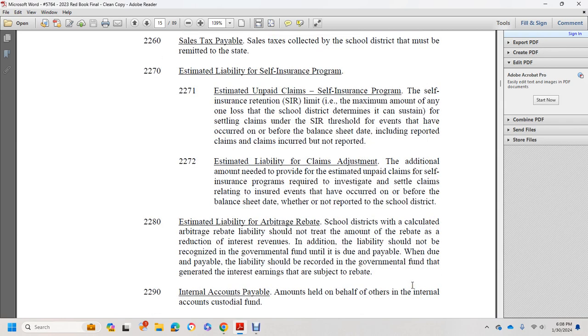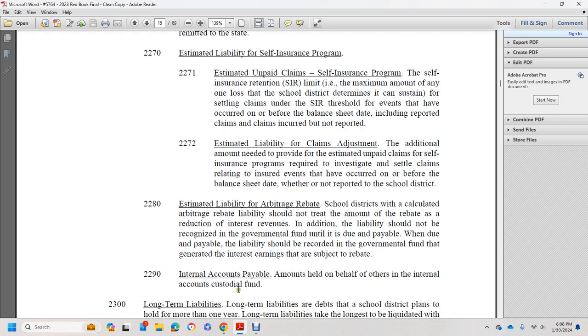2280, estimated liability arbitrage rebate. School districts calculating arbitrage rebate liability should not treat the amount of the rebate as a reduction of the investment revenues. In addition, liability should not be recognized within the governmental funds until it is due and payable. When due and payable, the liability should be recorded in the governmental fund and the generated interest earnings of the arbitrage rebate. 2290, internal accounts payable, amounts held on behalf of the other internal accounts of the custodial fund.